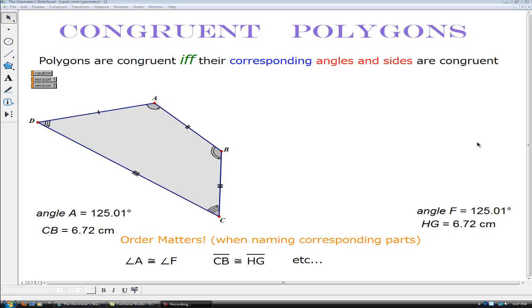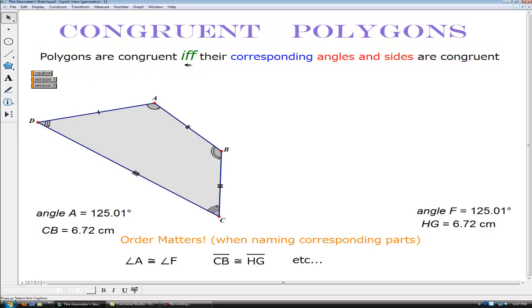Hello again, this is a geometry video and the topic is congruent polygons. Let's begin with this, a biconditional statement. Polygons are congruent if and only if their corresponding angles and sides are congruent. So we could make two true conditional statements out of this biconditional.